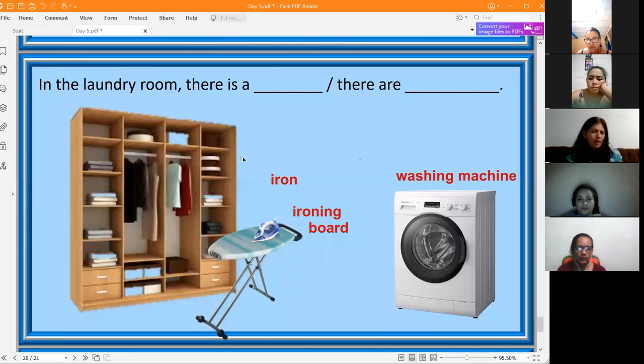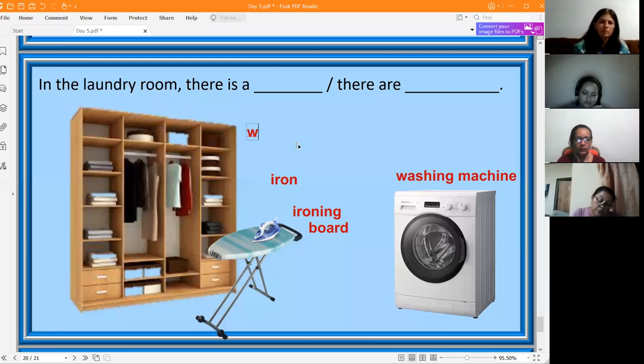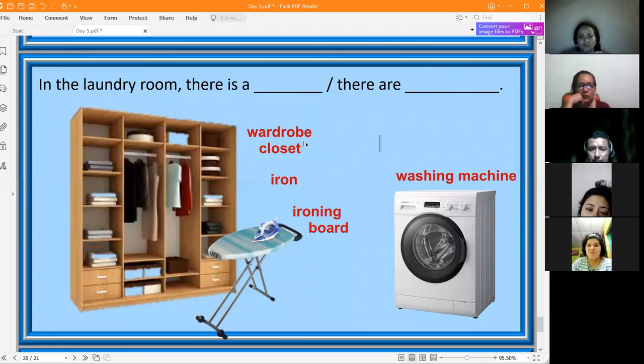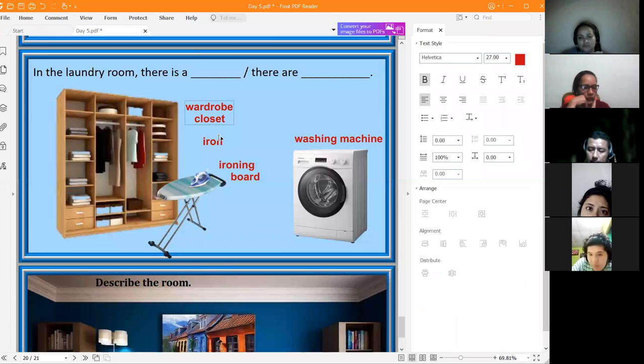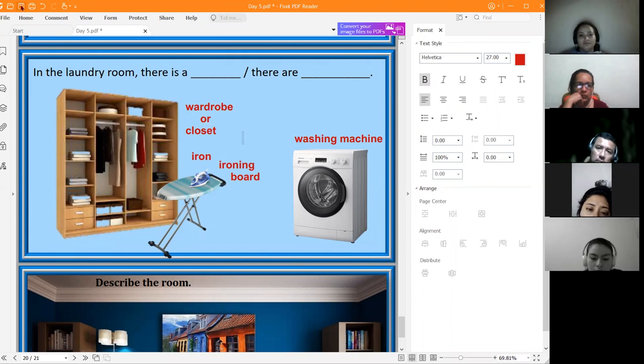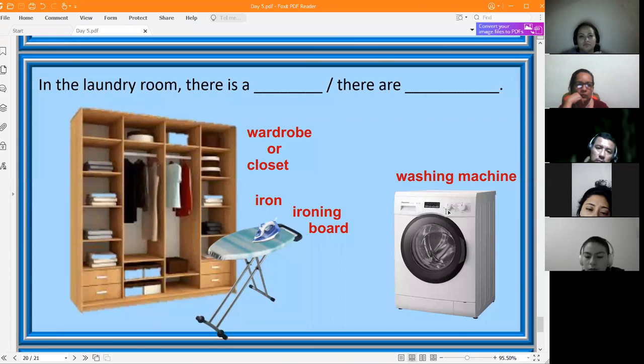What's this? A closet. A closet or a wardrobe. Wardrobe. Yeah, you can say closet too. Wardrobe or closet. Okay. Excellent. Now, this is in the laundry room.